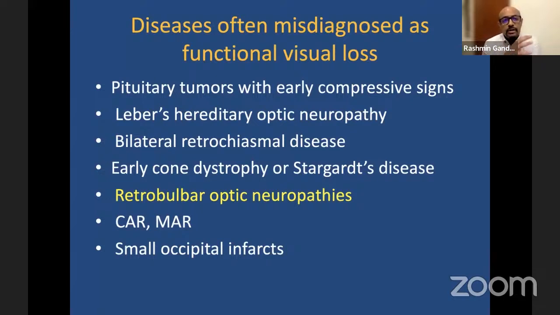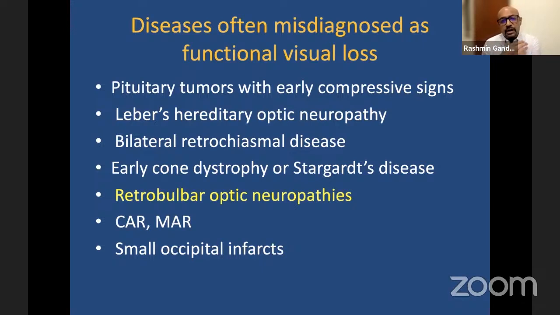To conclude, non-organic vision loss is something where sometimes you can be tricked, and the patient can go on the internet and see what the signs are that they should fake. However, these are the organic conditions that are often misdiagnosed as functional vision loss: pituitary tumors, LHON, and we heard about it from Cilia, bilateral retrochiasmal disease, because pupils will be normal in those. Early cone dystrophy, where the retina may be normal. Retrobulbar optic neuropathy sometimes can be misdiagnosed as functional. However, in these, generally, the pupil will be a clue. CAR or MAR, and we'll hear about some of these in the next talk, or a small occipital infarct.